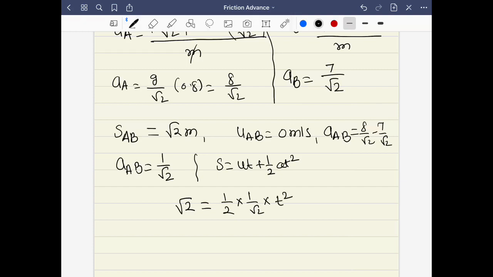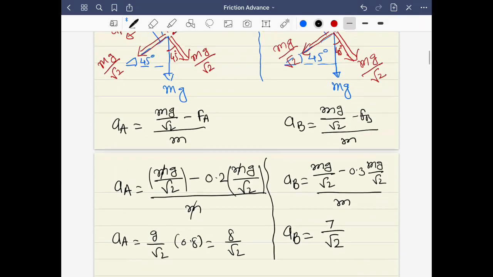And if you just calculate this, as you can see, t squared is equal to 2 into root 2 into root 2 is 4, and from this t is equal to 2 seconds. That indicates in 2 seconds they will meet each other. Okay, front face will meet each other.